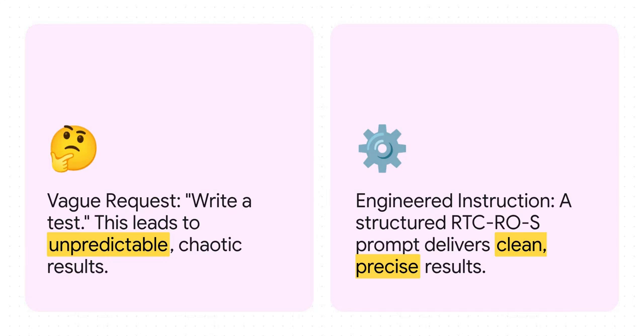And this slide right here says it all. This is the perfect picture of the difference between just asking and actually engineering. On the left, you've got a casual, vague request, and look at the result. It's chaotic, unpredictable. But on the right, a professionally engineered instruction delivers an output that's clean, precise, and actually useful. This isn't just about asking a better question. It's a completely different way of communicating.